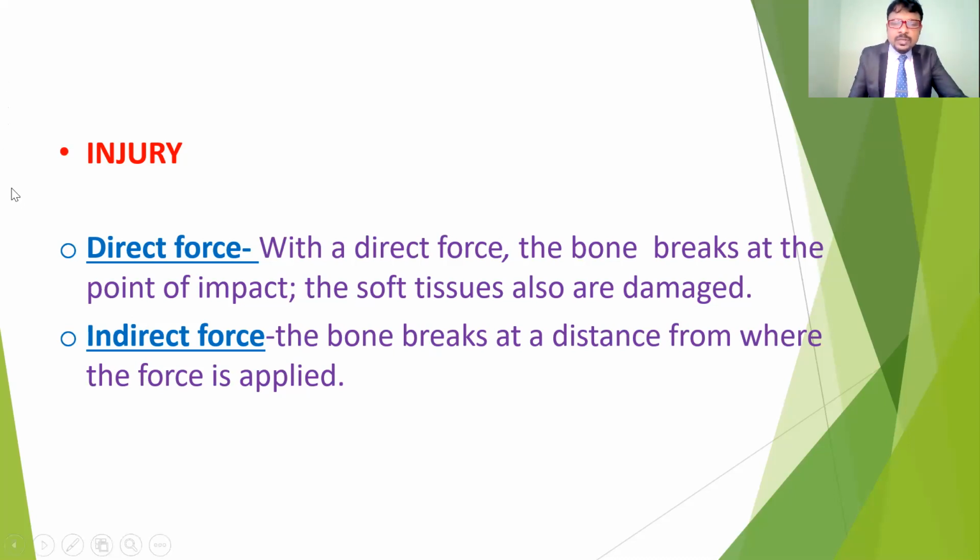Indirect force is where the bone breaks at a distance from where the force is applied. Because of a fall on the wrist joint, they are going to get the fracture at another part of the bone because of the indirect force. For example, if they fall on an outstretched hand, they may get a fracture of the clavicle, a fracture in the humerus, and maybe a fracture in the shoulder. So a fall on the hand can give a fracture somewhere else, because of the indirect force.